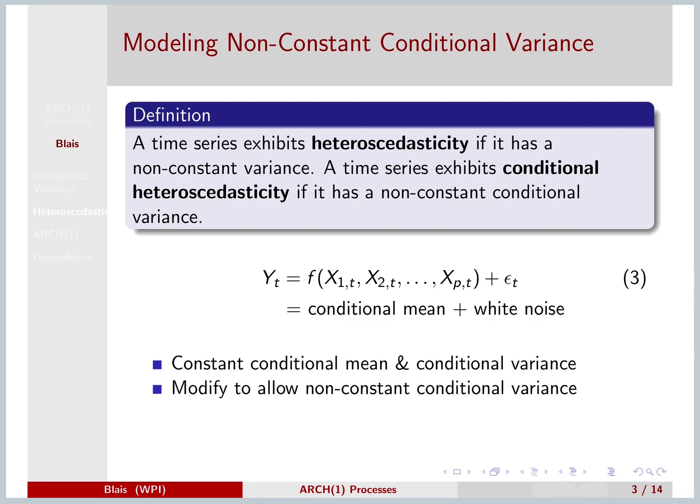When we want to model non-constant conditional variance, we're dealing with a term called conditional heteroscedasticity. Heteroscedasticity simply means a process or a time series has non-constant variance. If it has conditional heteroscedasticity, it means that the conditional variance of the process or time series is not constant.